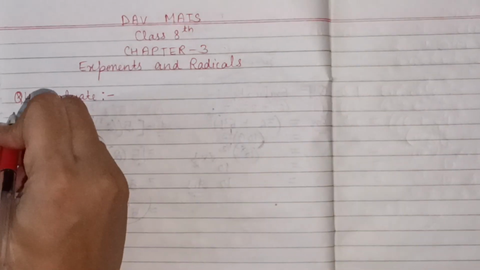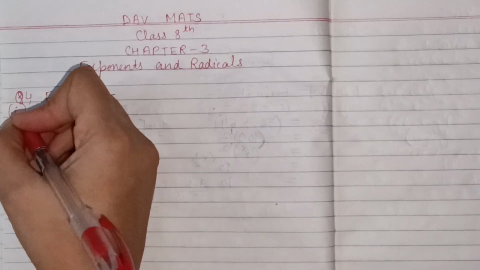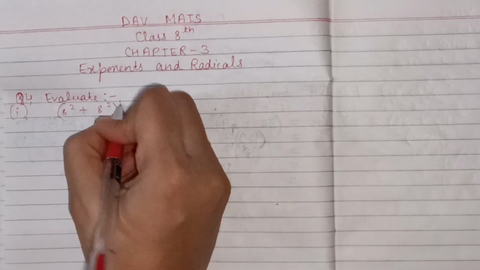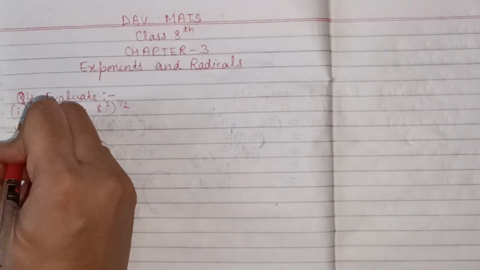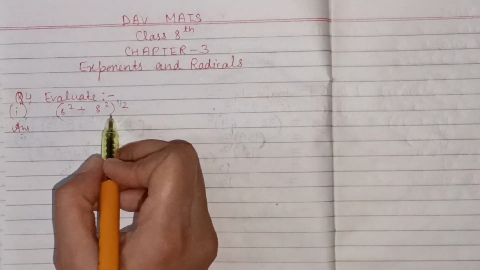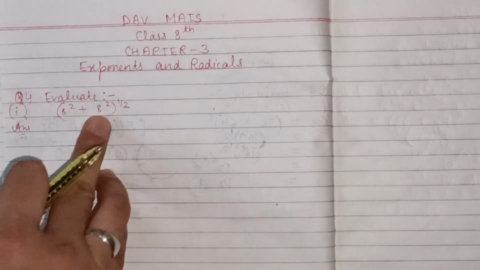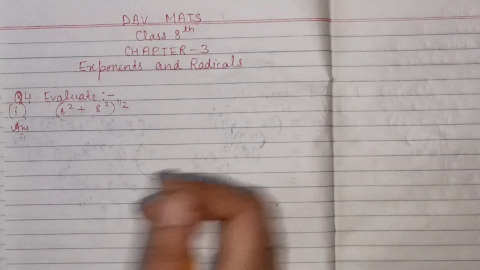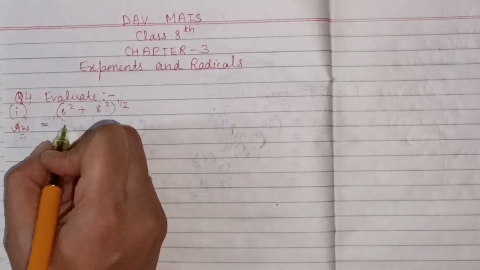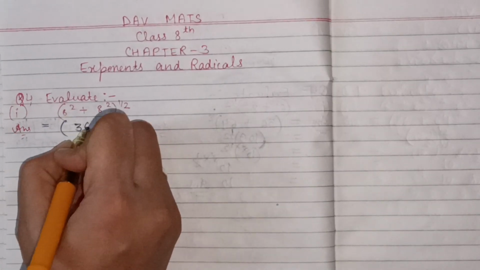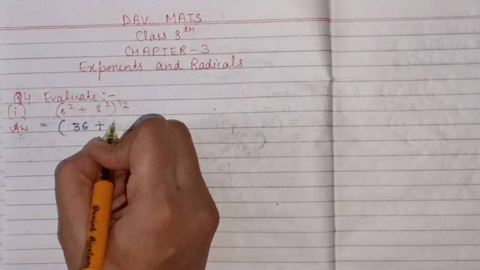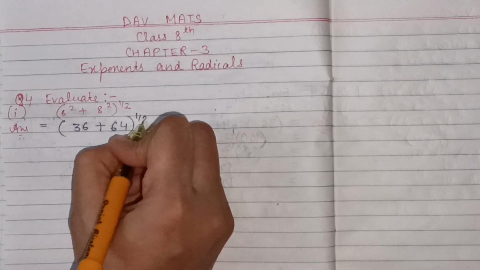So here our first part is (6 square plus 8 square) raised to power 1 upon 2. Here I write the answer of this question. Firstly, in this question we have to solve the numbers within the bracket, 6 square plus 8 square. Then the next step we can solve. In the bracket, 6 square means 6 multiplied by 6, which is equal to 36, plus 8 multiplied by 8, which is equal to 64, raised to power 1 upon 2.